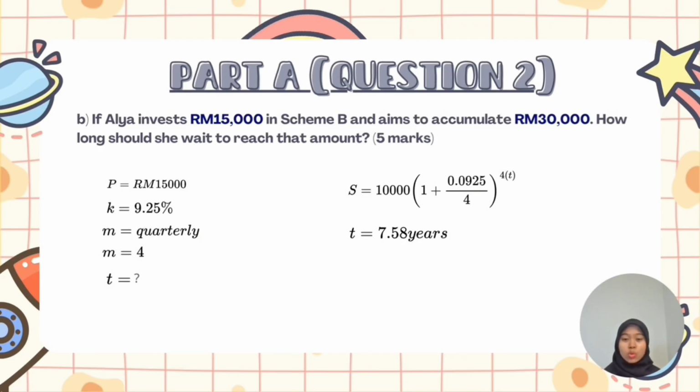So, based on the question, we have the information about accumulate. So, we already have S. Accumulate stands for S, accumulate value. So, we can use the S formula, which is P(1 plus K per M) to the power MT. So we already have P, principal, which is 15,000, and K is 9.25% because in B, it was 9.25% compounded quarterly. So the M is 4. So we put all the information again in the formula and find the T, and the T is 7.58 years.